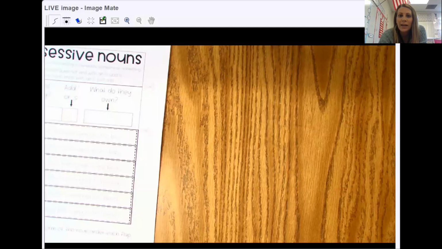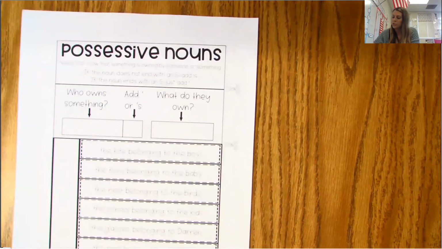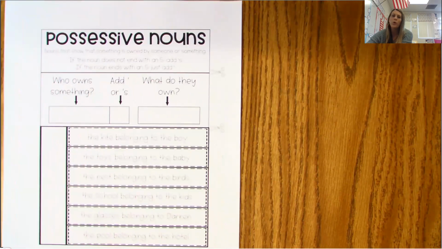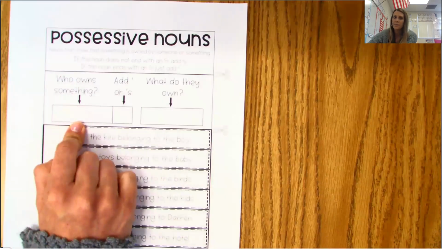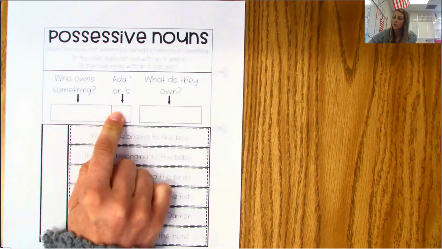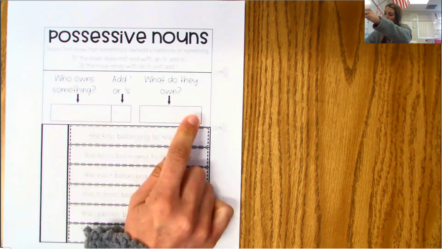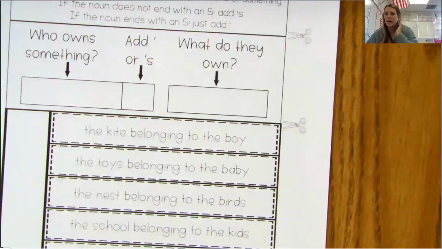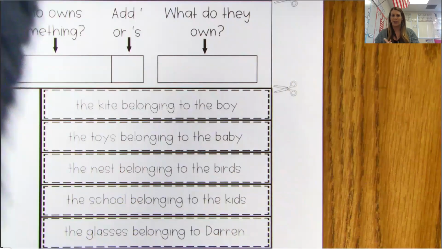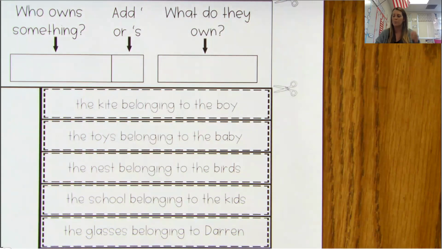So let's go ahead and make sure we have our worksheet pulled up or printed out. Okay, and you know I always have to share it 2 times. And let's do some practicing, okay? All right, so we always want to ask who owns something. Then we add our apostrophe S and show what they own. So we don't need to cut this out. We can just go ahead and answer those questions and show the possessive.